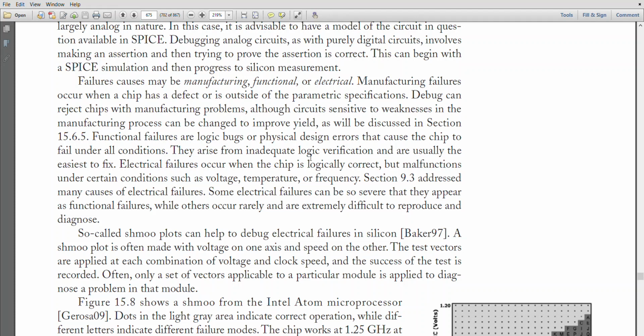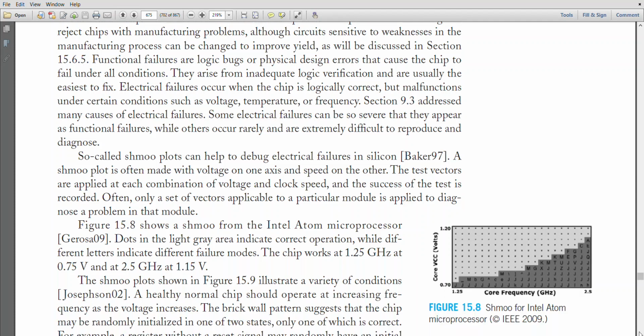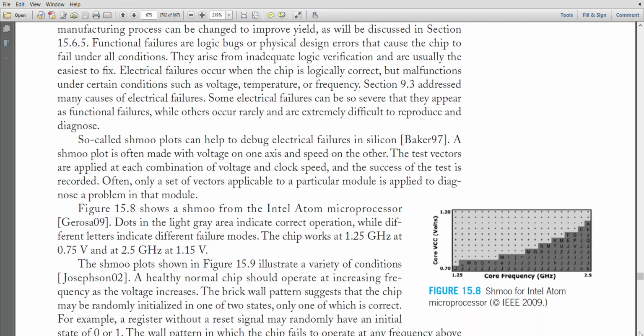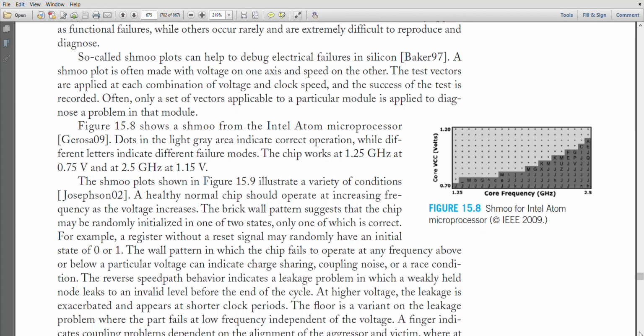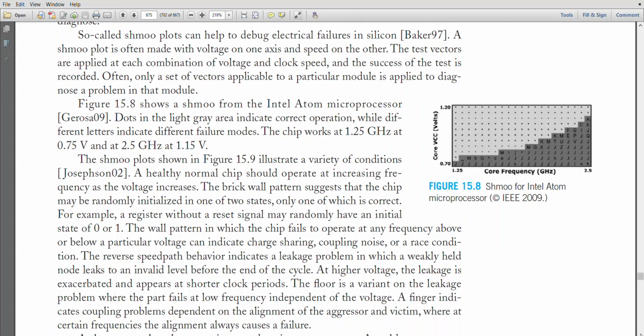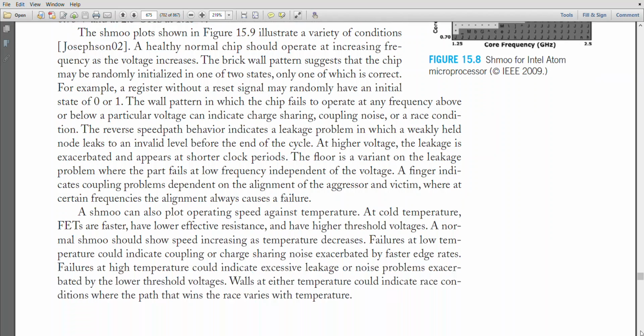Electrical failures occur when the chip is logically correct but malfunctions under certain conditions such as voltage, temperature or frequency. Voltage supply is not appropriate, current drawing capability is not appropriate, frequency is fluctuating, voltage is fluctuating, temperature is very high. So these are the things. So-called Schmoo plots can help to debug electrical failures. A Schmoo plot is often made with voltage on one axis and speed on the other. The test vectors are applied at each combination of the voltage and clock speed, and success of this test is recorded. Often only a set of vectors is applied to a particular module. So this is how you can do it. Figure 15.8 shows that. We are not going into the detail of Schmoo plots.